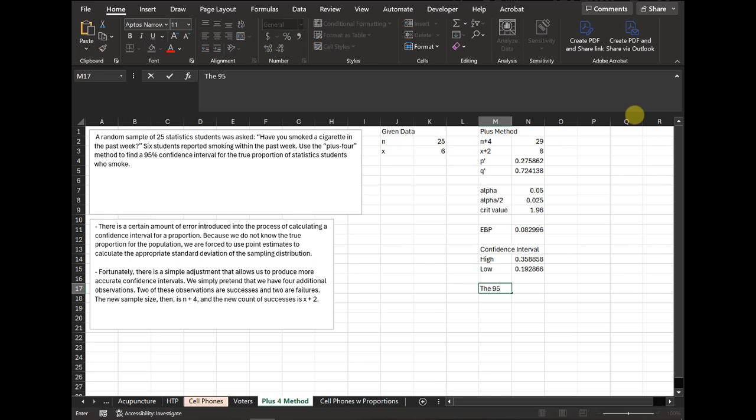So the 95% confidence interval is going to be this 0.359. I'll round it. Oops, I went the wrong way. 0.193 to 0.359. And so there's your 95% confidence interval using that +4 method.